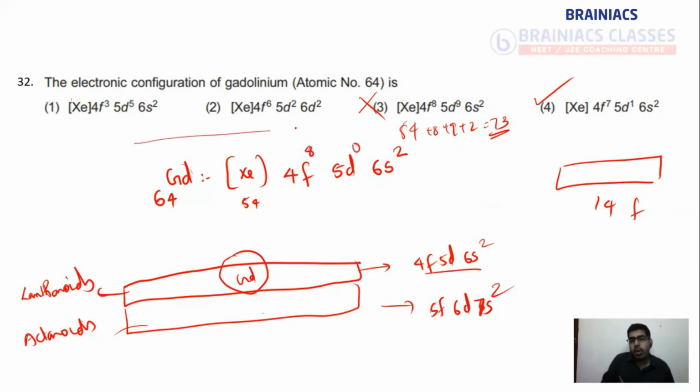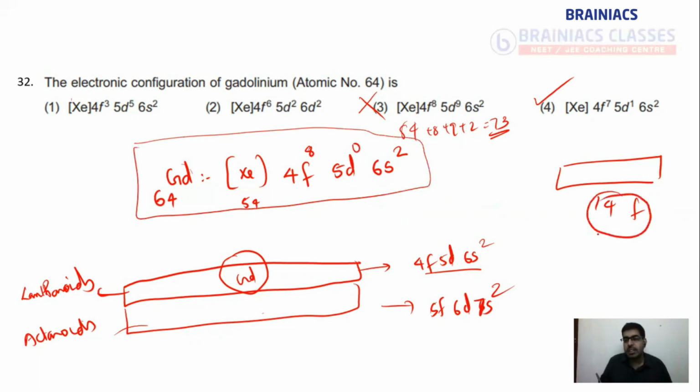So we may expect a configuration like this. But the problem is that F can accommodate a maximum of 14 electrons. If we accommodate 7 electrons, it will have a half-filled arrangement. So instead of 8, we fill only 7 electrons and 1 electron is placed in 5d. D is always vacant in lanthanides. But for gadolinium, to get a half-filled configuration, one electron is promoted to d. So D has one electron. This is the right configuration of gadolinium. I think it's clear. Moving on to the next question.